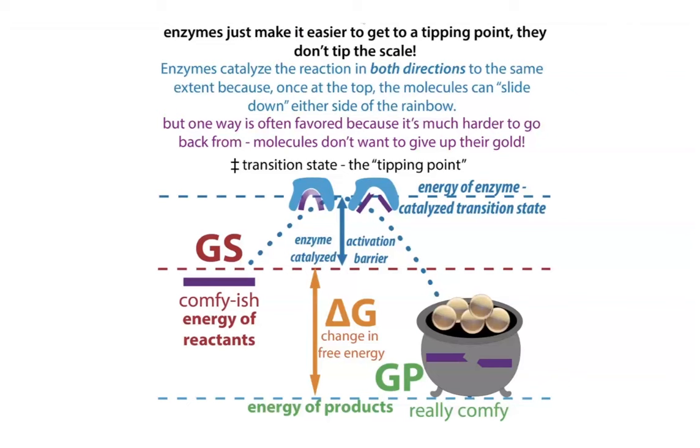But in biochemistry, we're almost never going to actually let anything reach equilibrium. We're going to drive the reaction in the direction we want, such as by controlling the concentrations and that sort of thing. We'll talk more about that when we get into metabolism. But today, let's talk more about just how enzymes do what they do. How are they reducing that activation barrier?